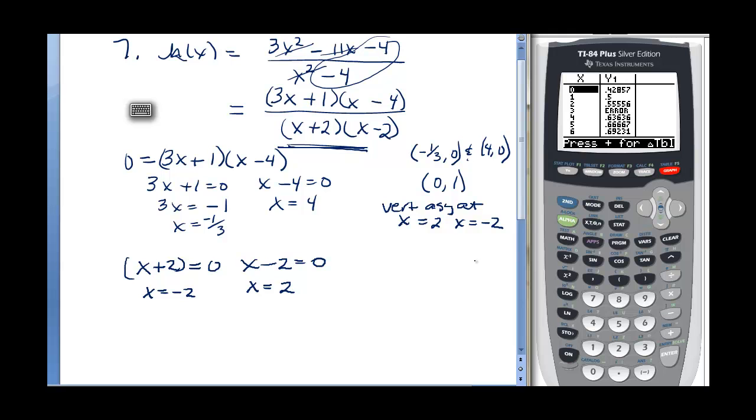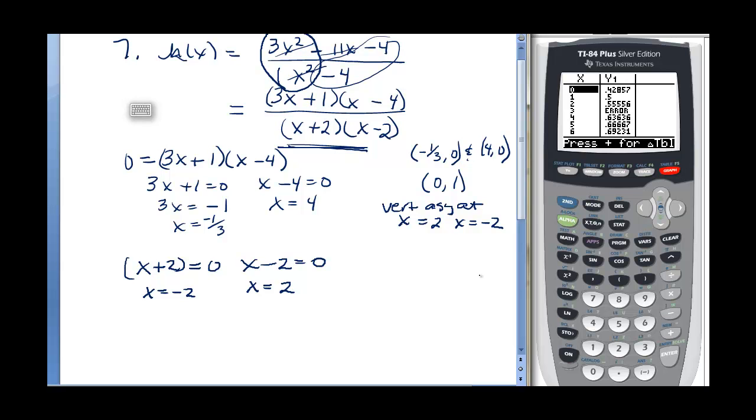To look at the horizontal asymptote, again, I look at the degree of the leading terms in the numerator and the denominator, and here they're both to the second degree. This one's 3x squared and this one's x squared, so actually my numerator is going to be growing 3 times as fast as my denominator.